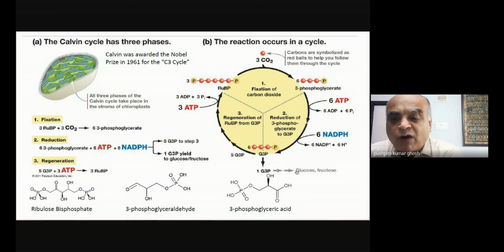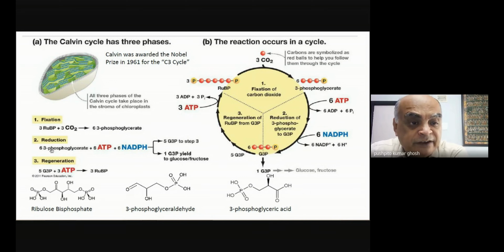Okay, to make 1 molecule of glucose from 6 molecules of carbon dioxide, because I need twice that amount to form glucose. So fixation then is 3 RuBP plus 3 CO2 going to 6 of the 3-phosphoglycerate, and that gives it the name C3 cycle.